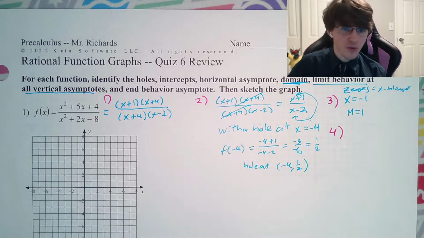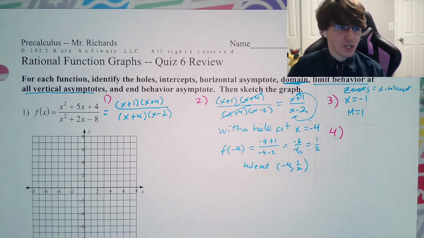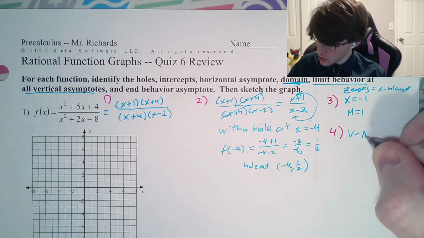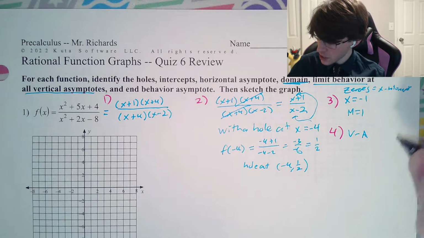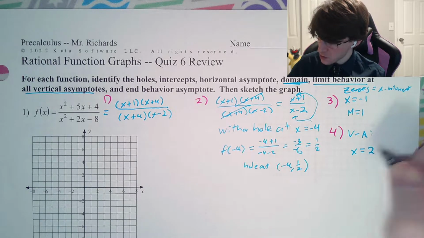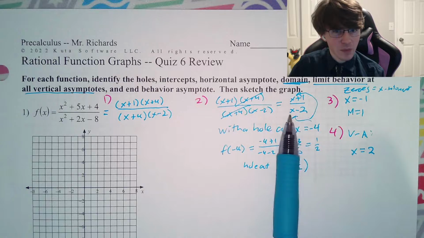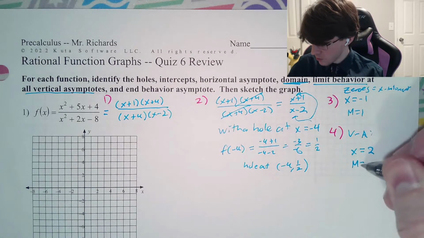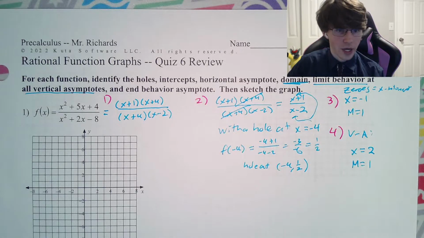So step number 4 of that multi-step process, we have to figure out the vertical asymptotes. I just like using VA for my vertical asymptotes. My vertical asymptote is going to be at x is equal to +2. It's where that denominator equals 0. And that is also going to have a multiplicity of 1.